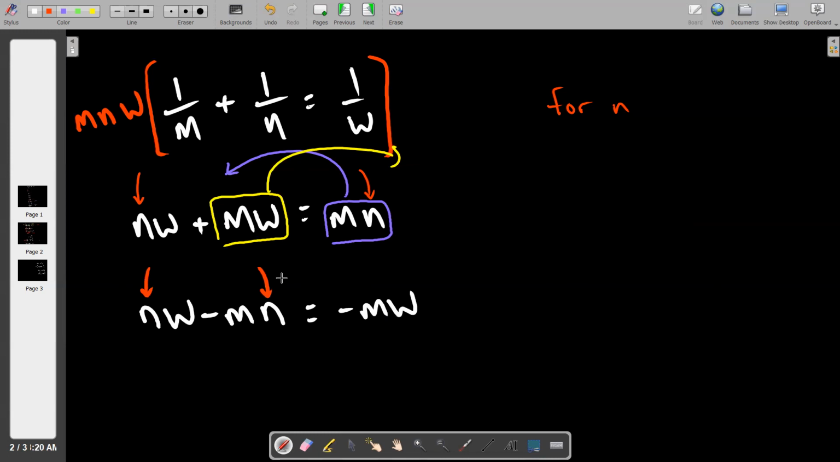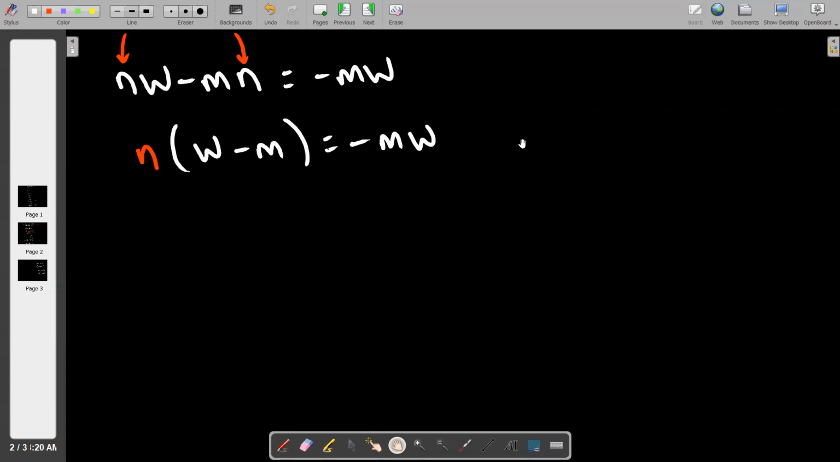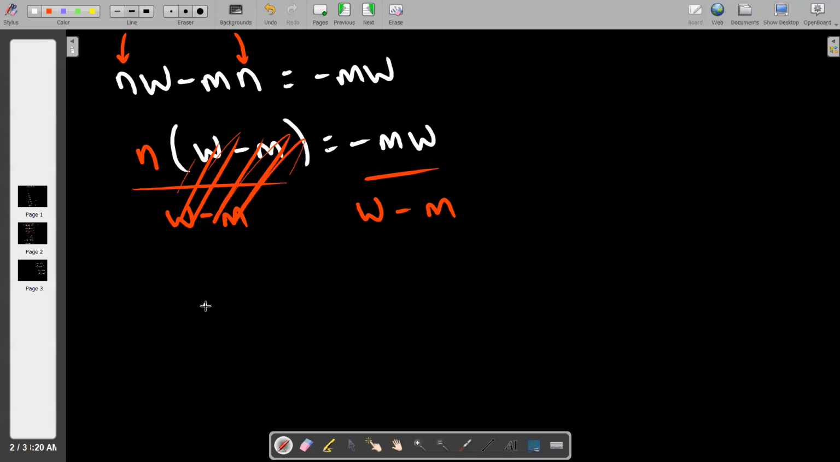What do we do to consolidate the N's into one spot? Oh, sorry, I didn't mean to write M. My apologies. N times what, Brendel? Good job. And now I feel like I can finish this. If you want me to solve for N, what do I do? I just divide by whatever is stuck to my guy, N. So I'm going to divide by W minus M on both sides. Cancel those out, and you're done. N equals negative MW divided by W minus M.